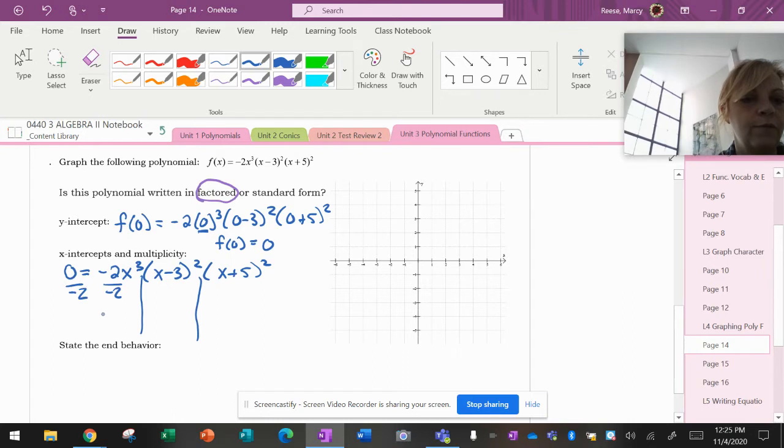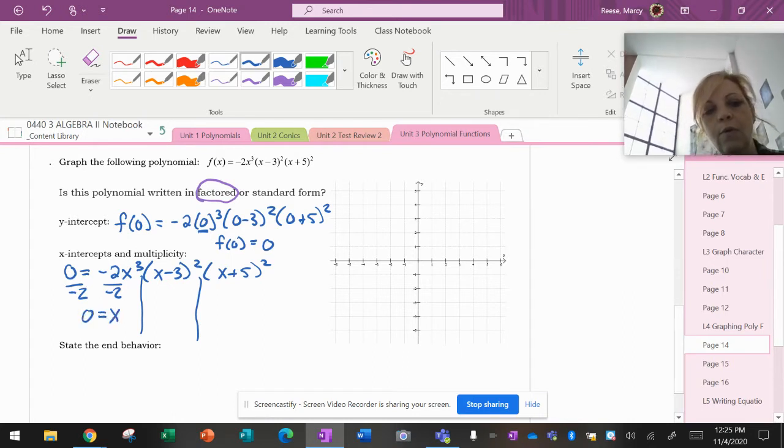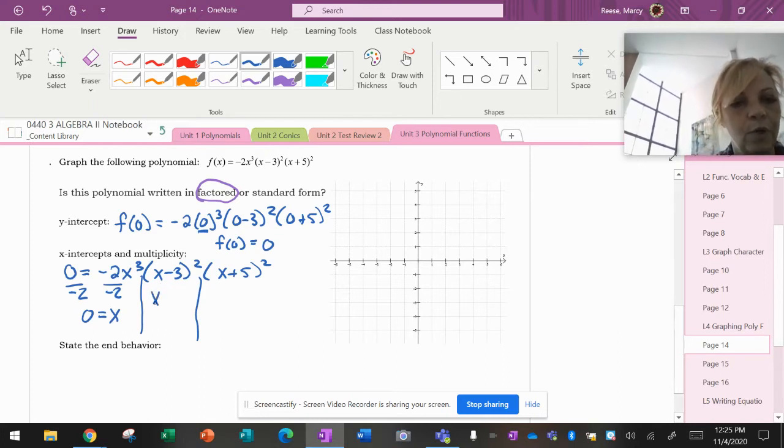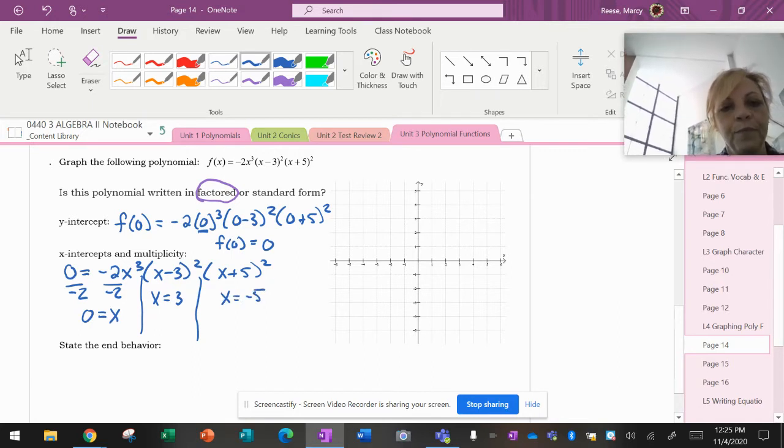and solve. So this one is x to the 3rd, which is equal to 0. X to the 3rd equals 0, which is just x equals 0. This one is x equals 3. This one is x equals -5. Okay, then we're going to make our chart. We're going to make it right next to our graph so we can use it.